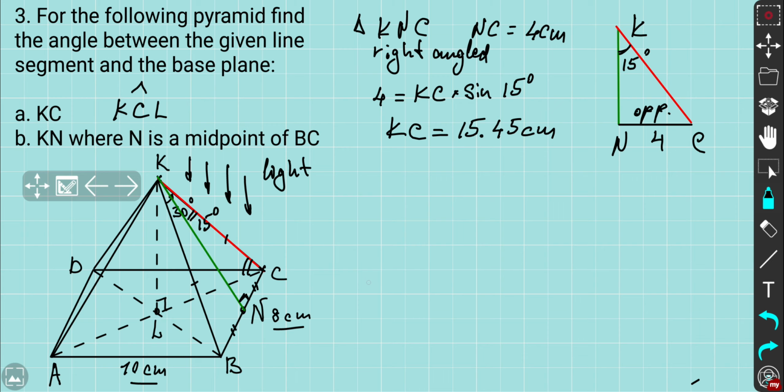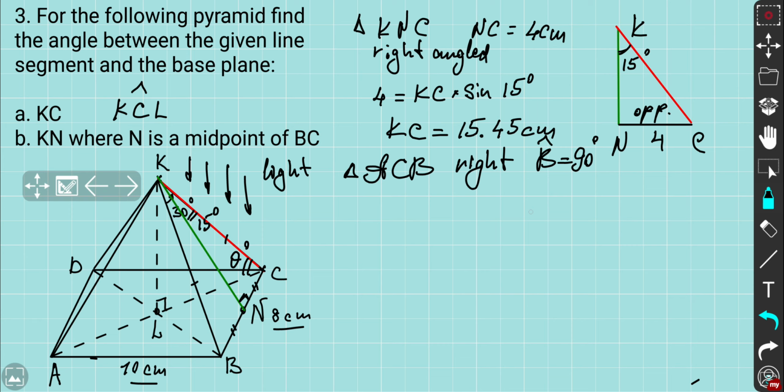Okay, KC is 15.45 centimeters. So, if we know KC, in order to figure out angle KLC, let's mark it as theta. What do we need to know? We need to know LC, for example. It's better to find AC first. So from the triangle ACB, which is right angled at B, angle B is going to be 90 degrees. This is a rectangle.